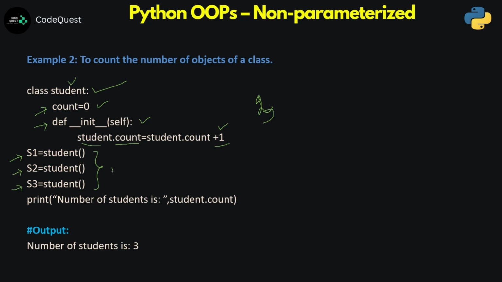Now once these three objects have been created, finally when I am trying to print the value of count with the help of the class name followed by the class variable, we are getting the result as 3. So as 3 objects are created, I can see my count of total objects is nothing but 3 here.